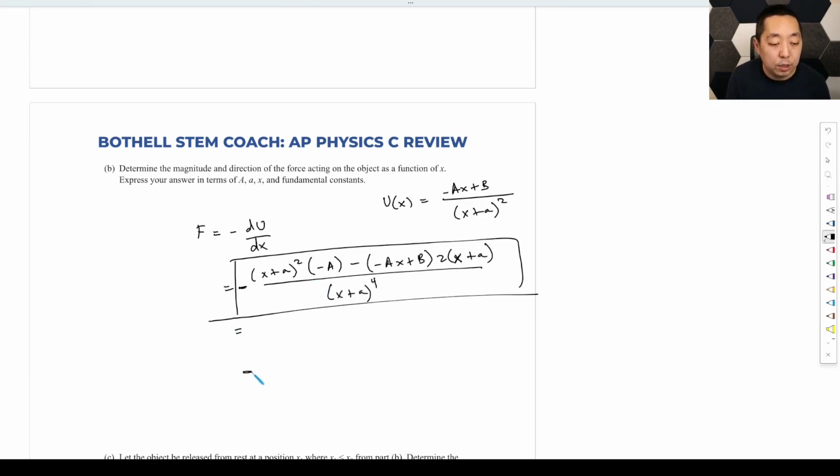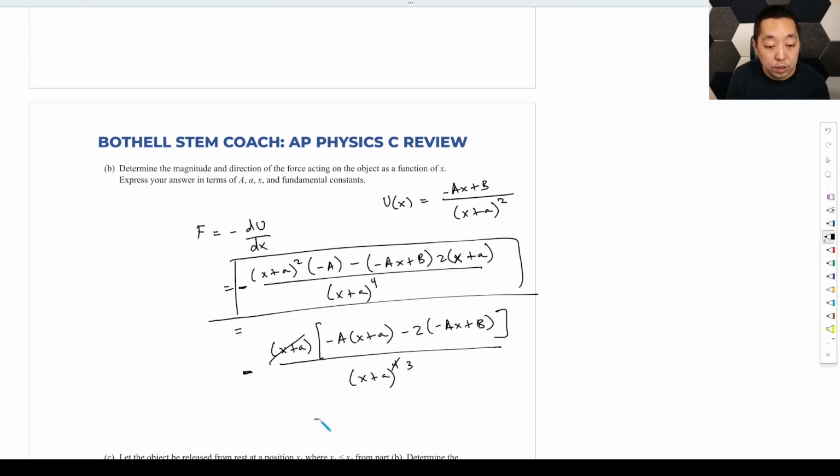But you can do things like you could factor out an x plus a, because you have one on the top. So this would be negative a times x plus a, and then minus 2 times negative ax plus b, because you pull out this x plus a, over x plus a to the fourth. So you can cancel one of those out and make this cubed. Right? So this is going to be negative, and then negative ax minus a little a, and you can make this plus 2ax minus 2b over x plus a cubed. Only if you want to simplify this.